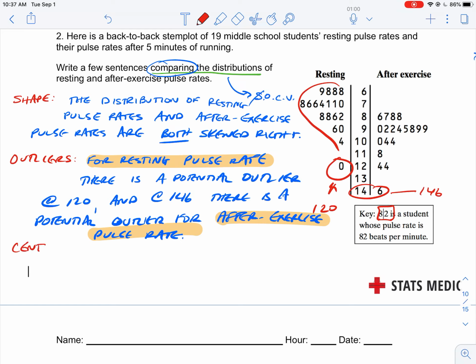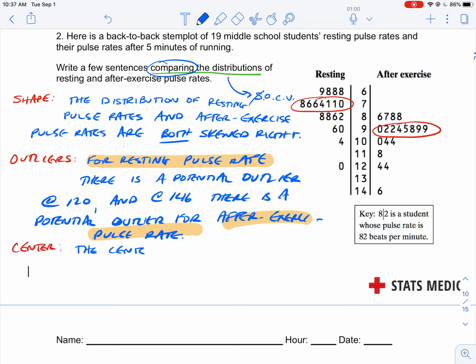Center. When I'm comparing the center, now, center is the mean or the median, and when I'm considering center, I am considering where's the bulk of the data. So for my resting heart rate, it appears to be about right here, and for my after exercise, it appears to be right here. Well, what can I say if I'm comparing these two distributions? What I want to say is that one is higher than the other. So the center is higher for after exercise than resting.